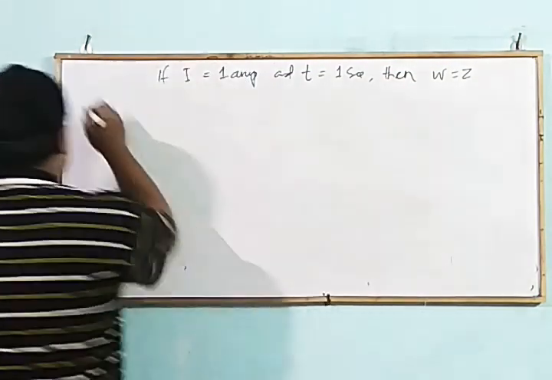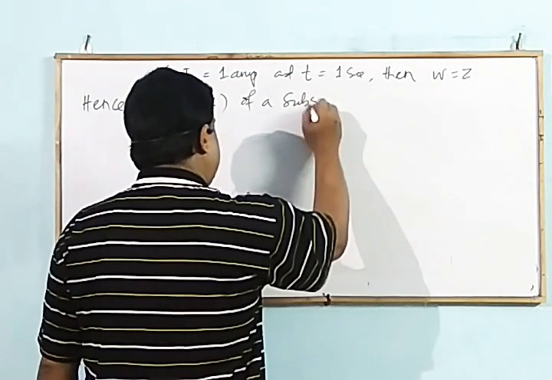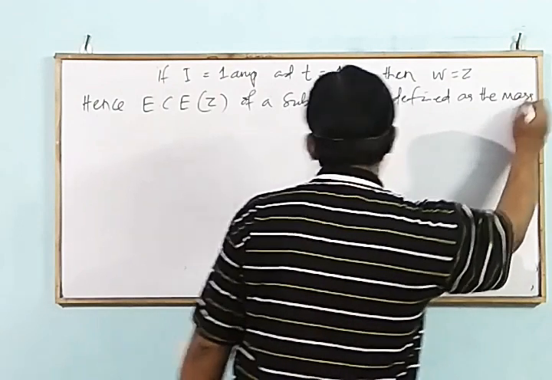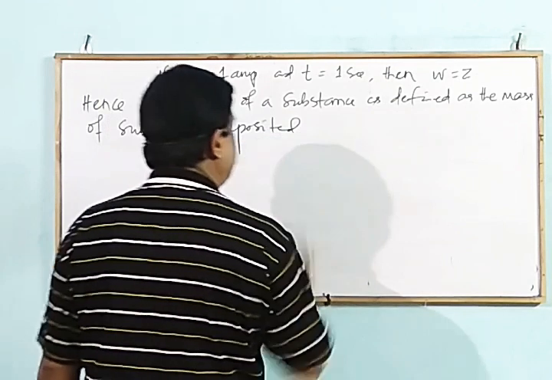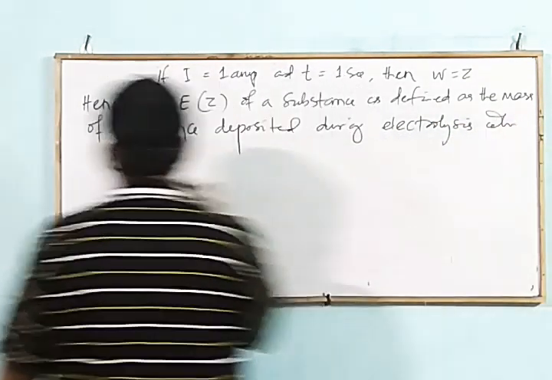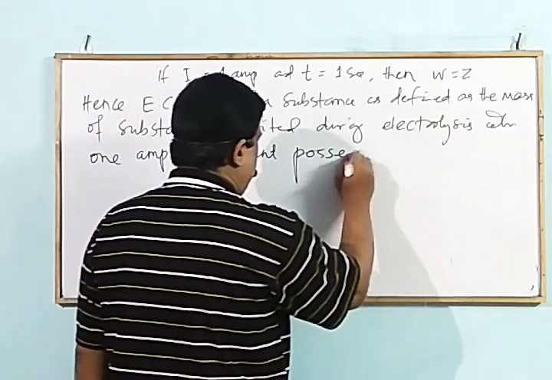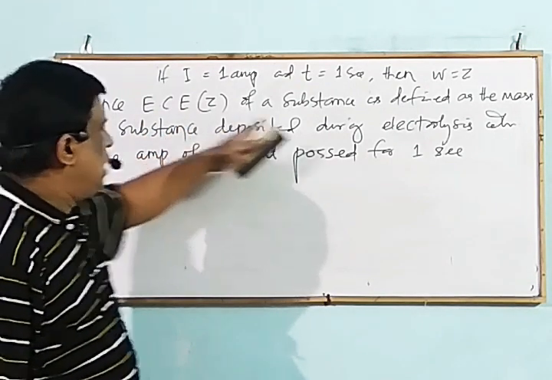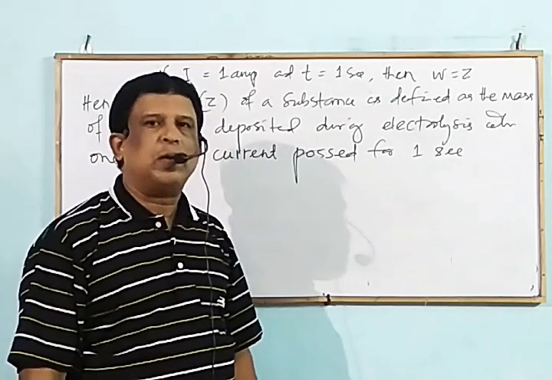Hence ECE, electrochemical equivalent of a substance, is defined as the mass of substance deposited during electrolysis when 1 ampere of current is passed for 1 second. In other words, also mark that electrochemical equivalent of a substance is defined as the mass of the substance deposited during electrolysis when 1 coulomb of electricity is passed through the electrolyte.